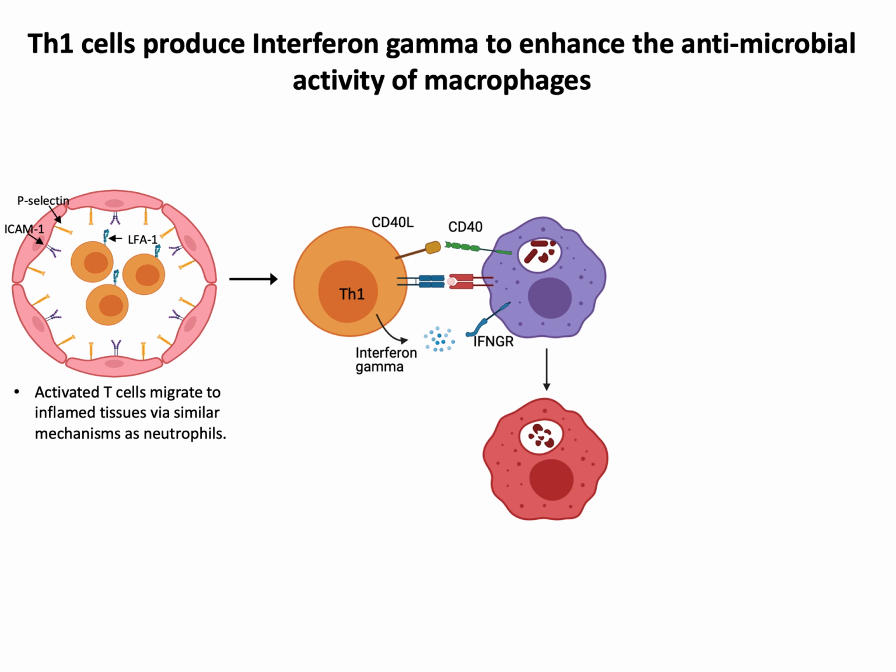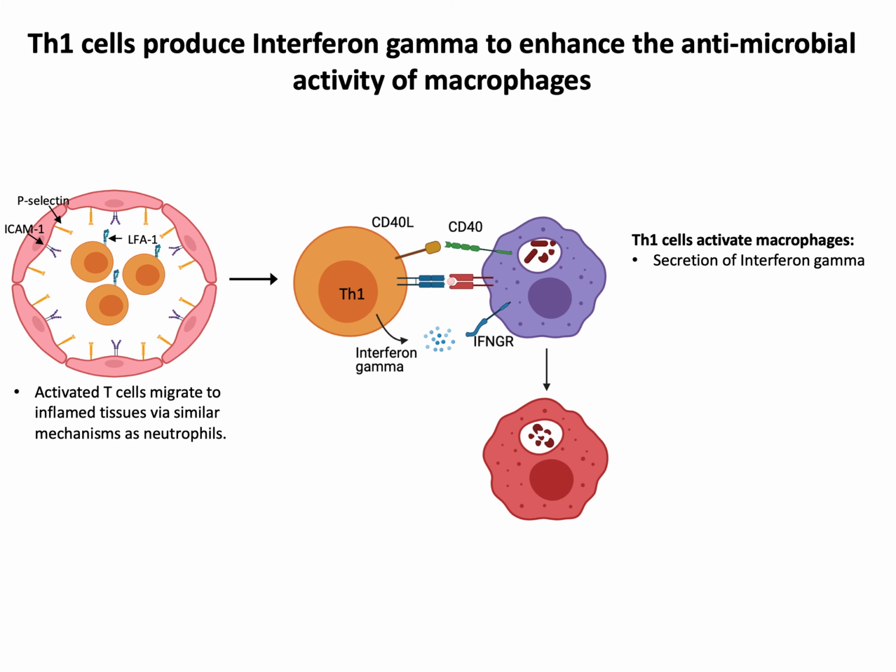Th1 cells, once they migrate to sites of inflammation, interact with activated macrophages, and when they interact with those macrophages, produce a cytokine called interferon gamma. Interferon gamma is an important cytokine that activates macrophages.